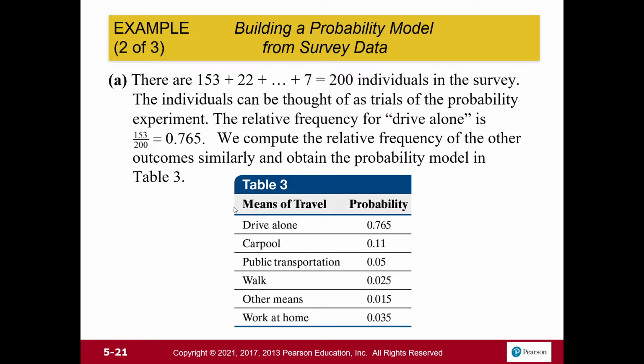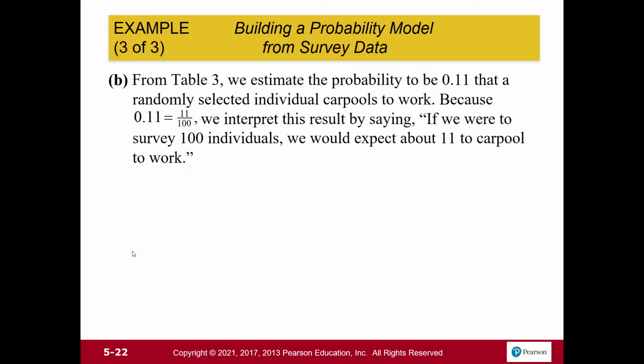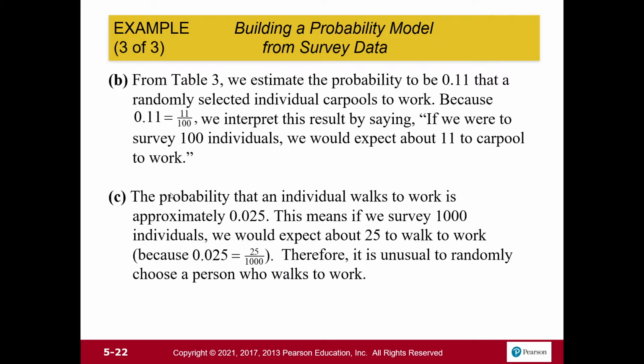So now we've calculated the probabilities. There were 200 people. We've divided them. And now we see what's happening. So we can now answer certain questions based on the probability of certain individuals carpooling and things of that sort. Here's the probability that an individual walks to work. That's approximately 0.025. So that's about 2.5 people per 100, or you could just round it to a nice whole number, 25 out of 1,000 will walk.